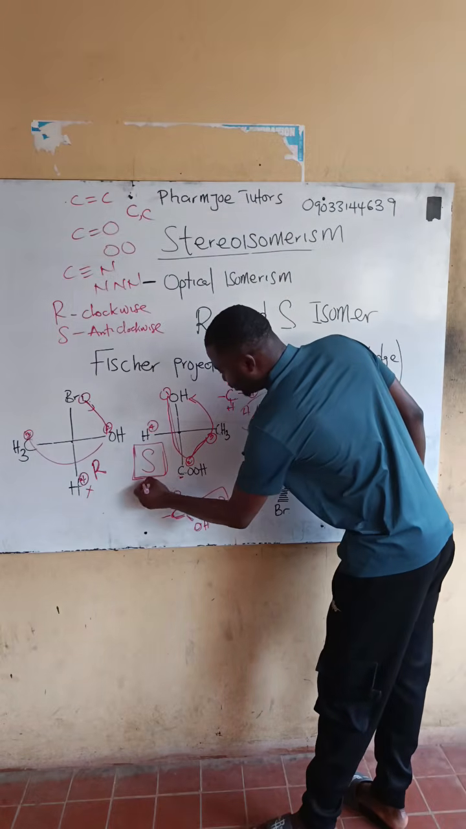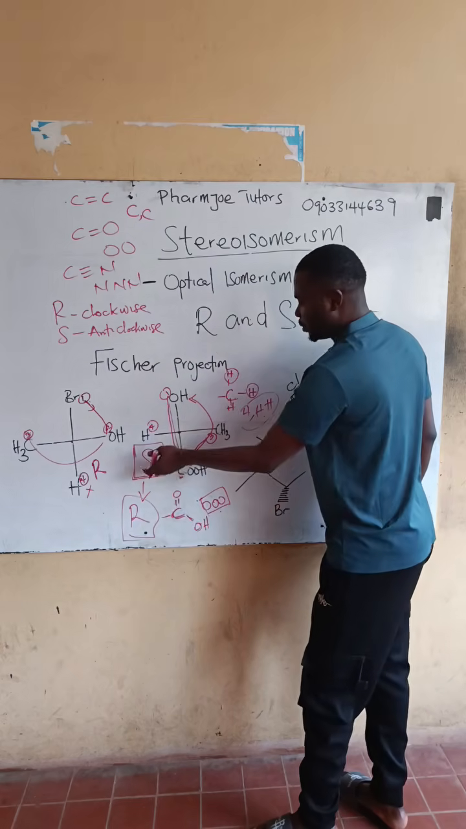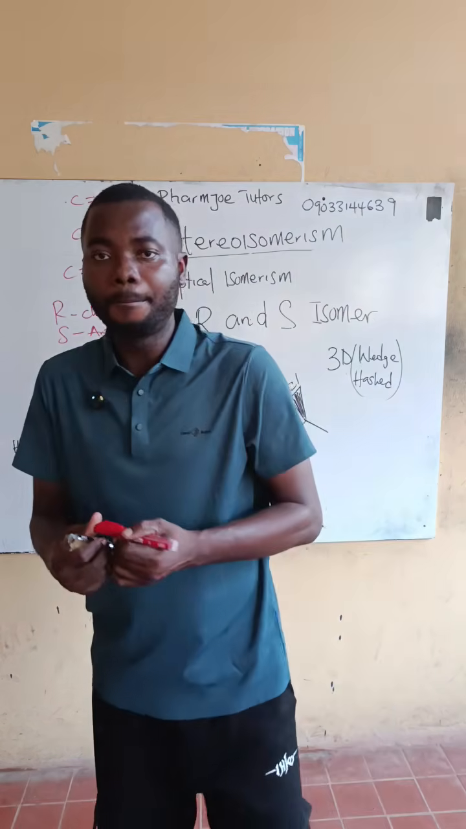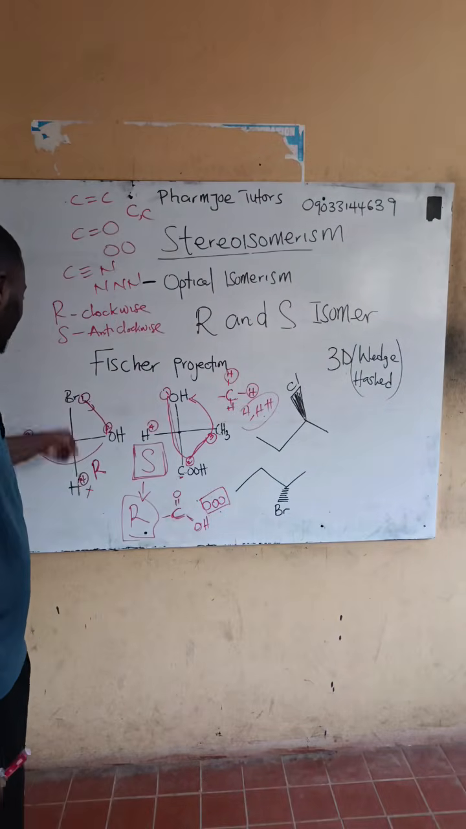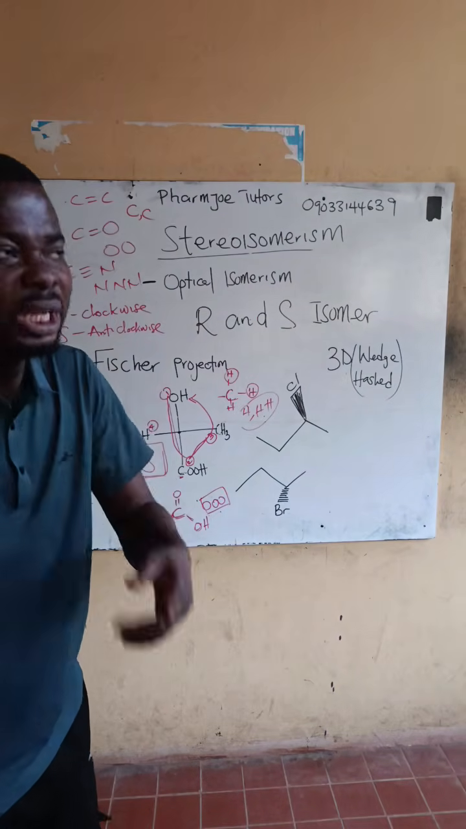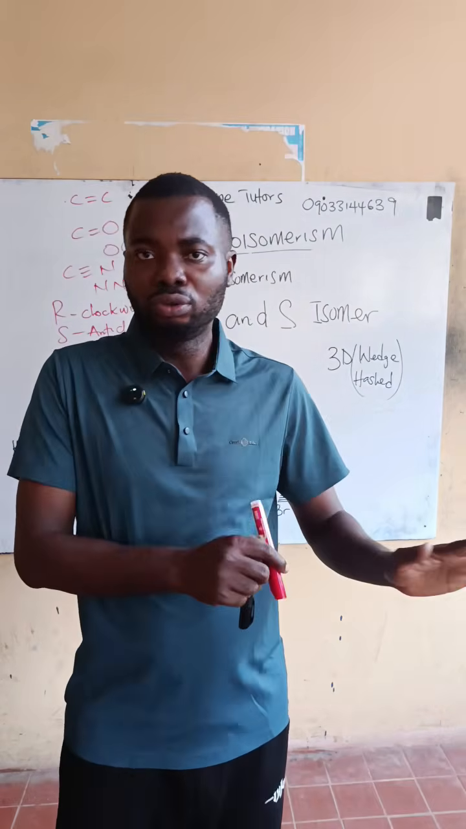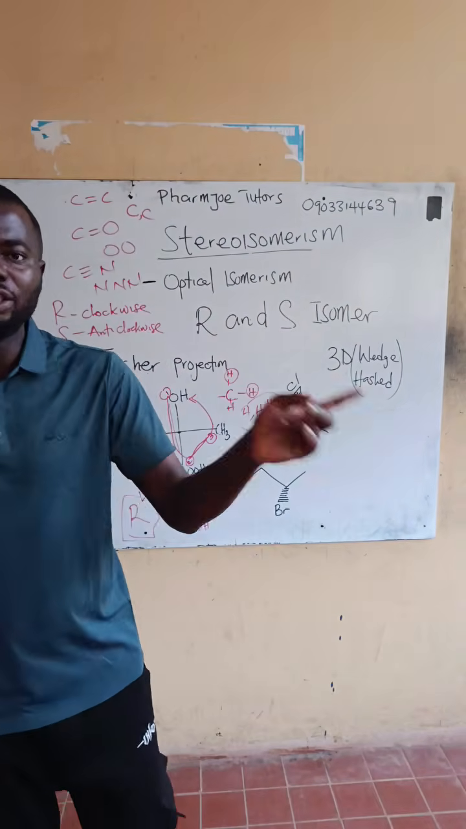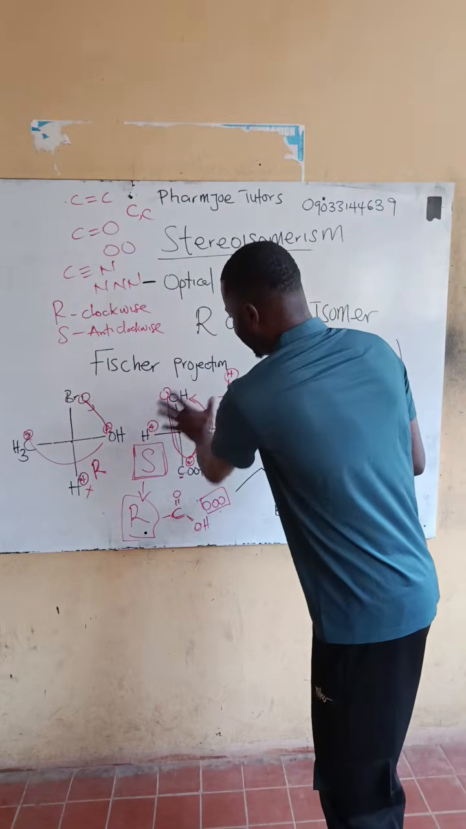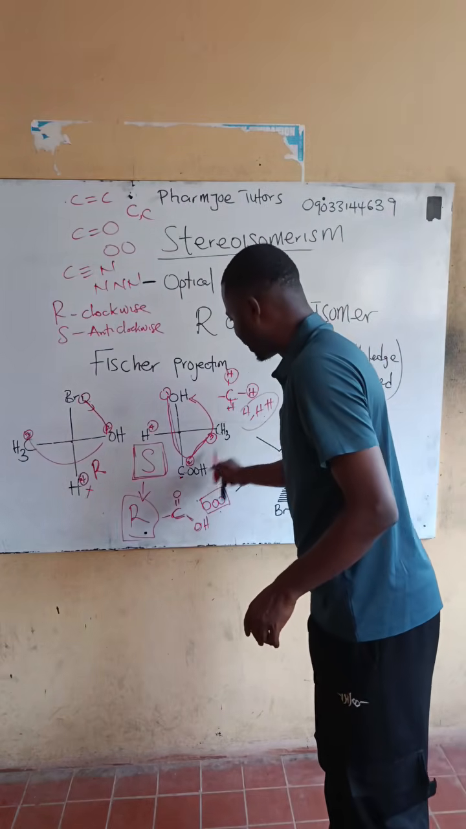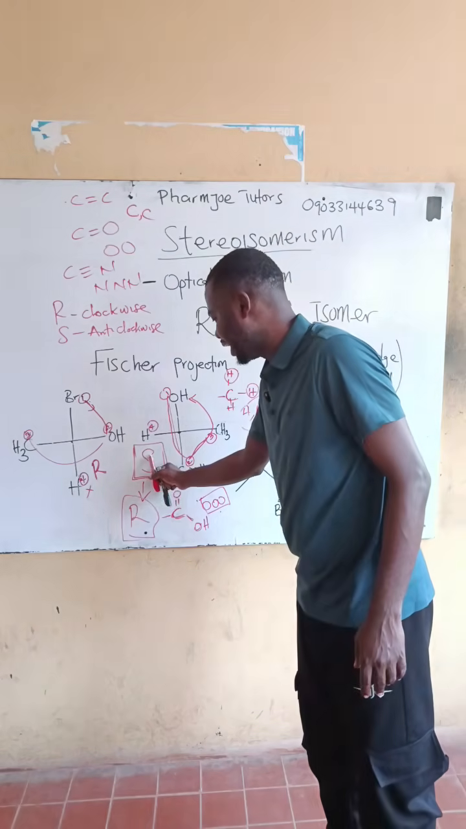Then you will change the answer, you reverse the answer to become what? R. So the answer to this question is R. So anytime you're in a Fischer projection, anytime the lowest priority, that means the number 4, is not on the vertical line, what do you do? You get your answer, then you reverse the answer. So in this case, when we got our answer, the answer was giving us S, and I said the final answer will not be S, it will be R. We changed the S to R.